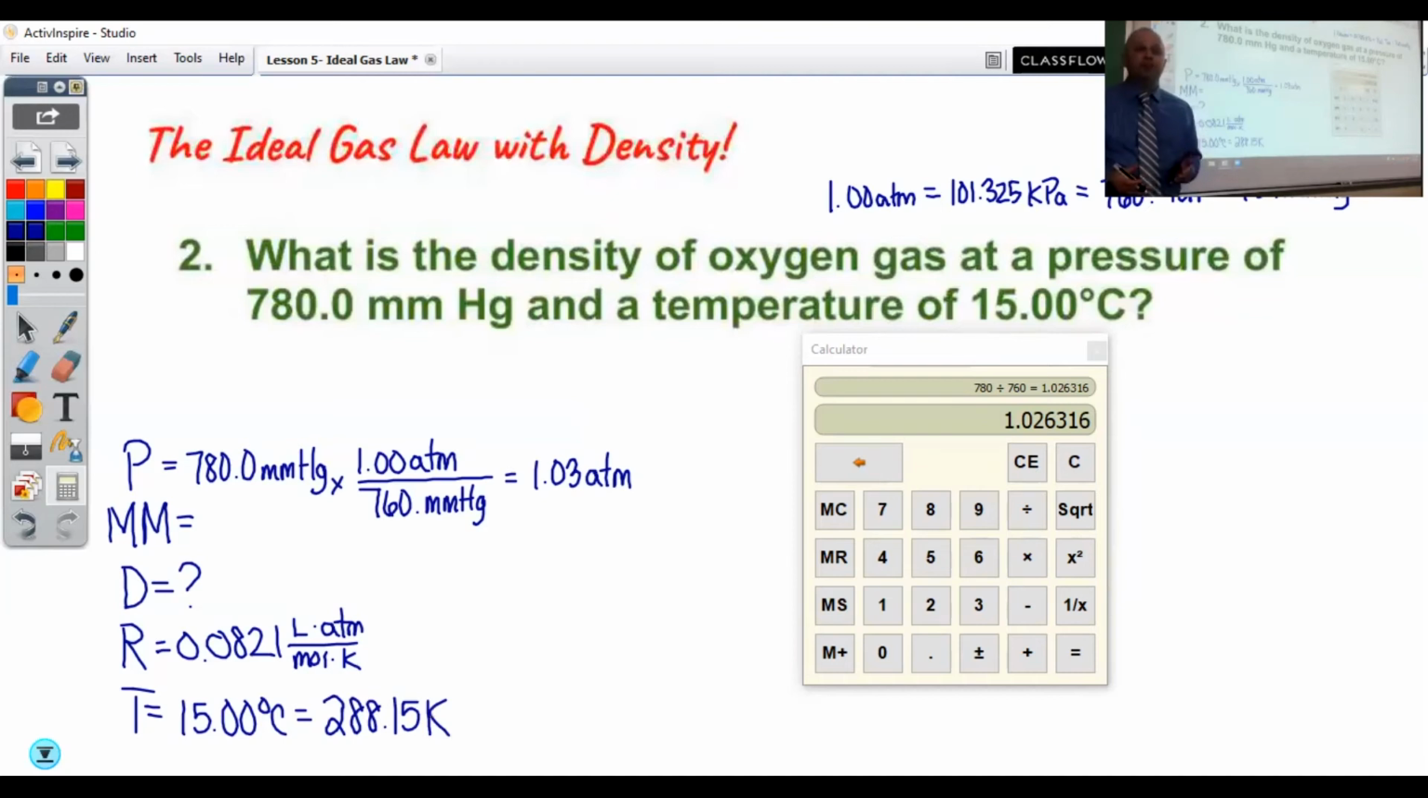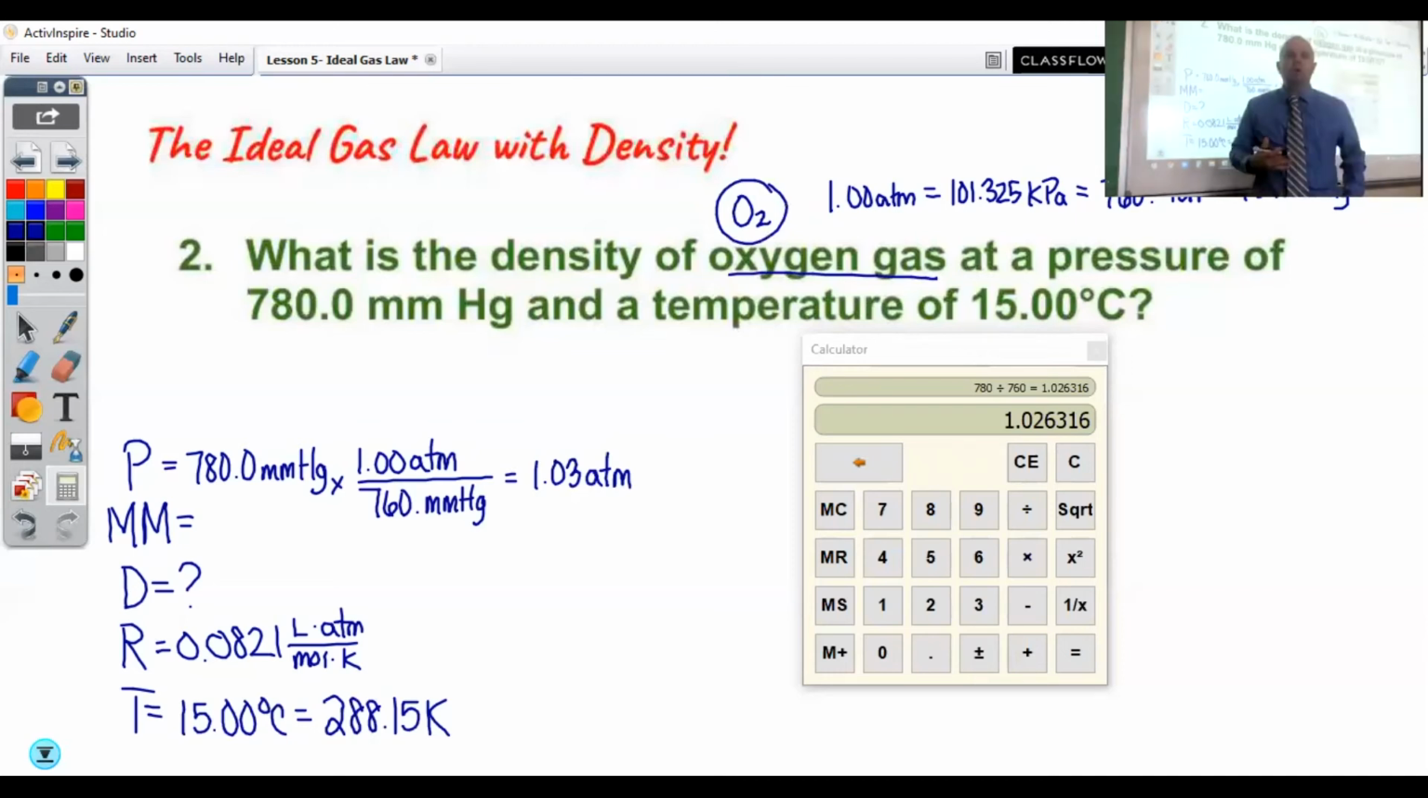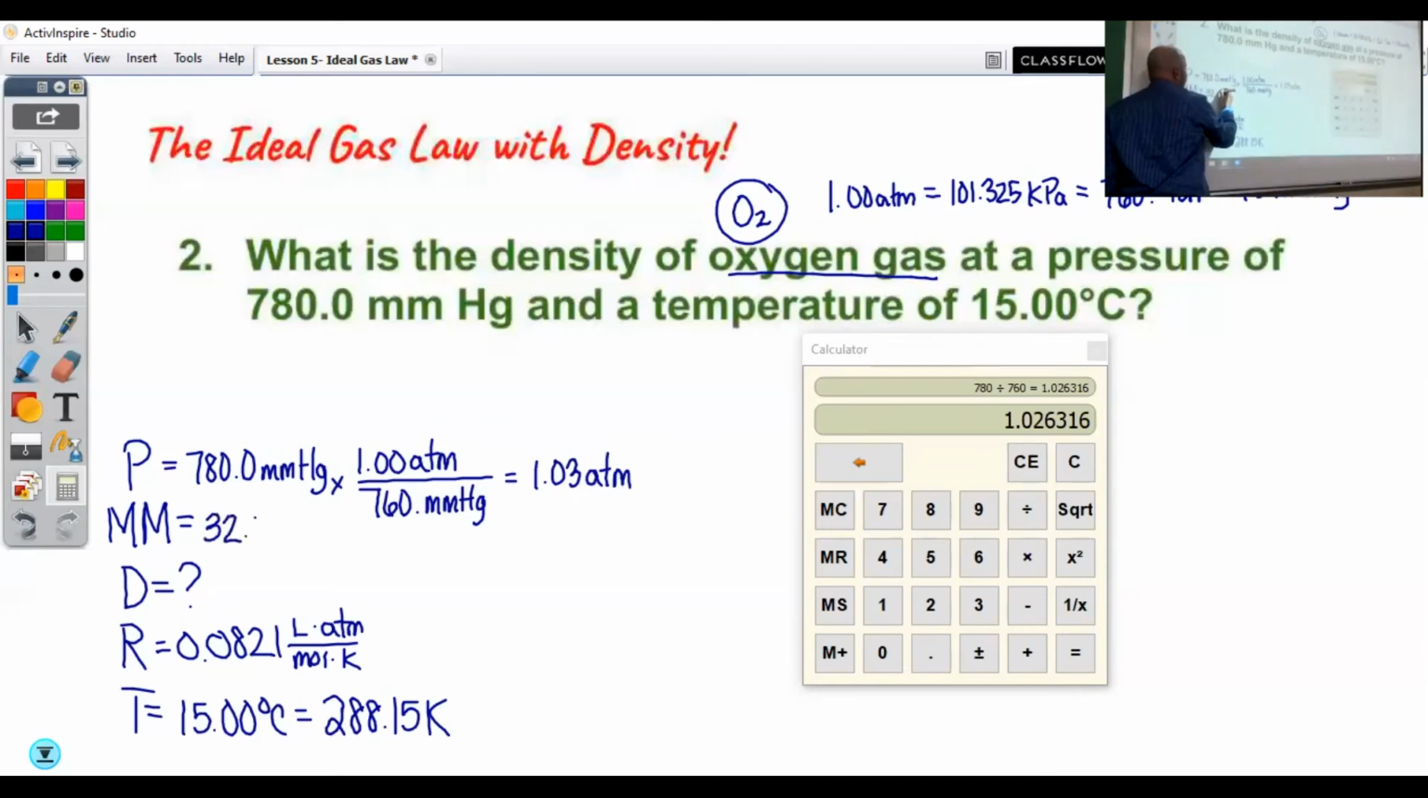And while at first it might appear as if we have two different unknowns because it didn't tell us the molar mass, it did tell us that we're using oxygen gas. So remember that oxygen gas is O2. If we look on the periodic table, the molar mass of oxygen is 16, so two of them is going to be 32 grams per mole. So by telling us the name of the compound, they are in fact telling us the molar mass of it.